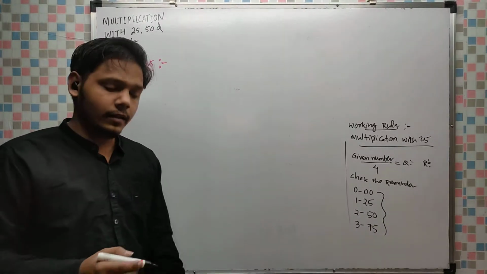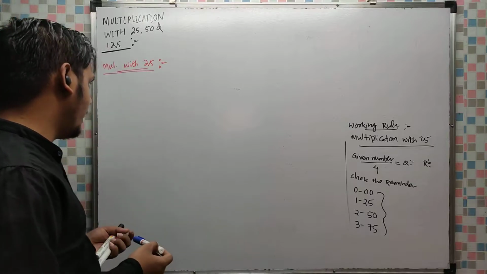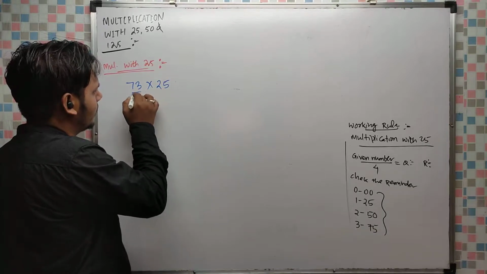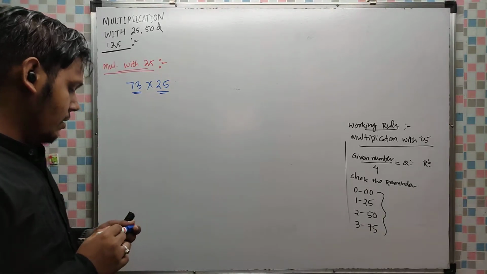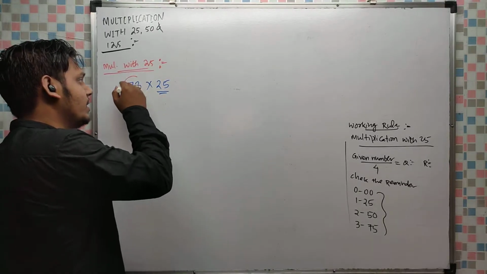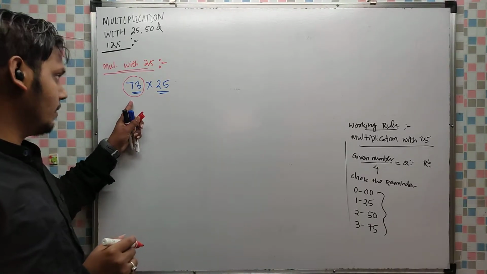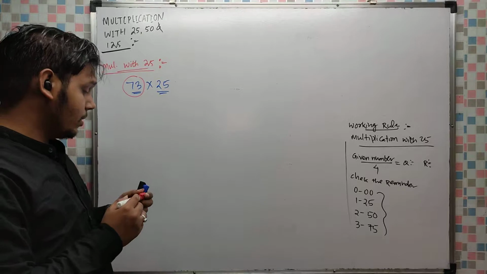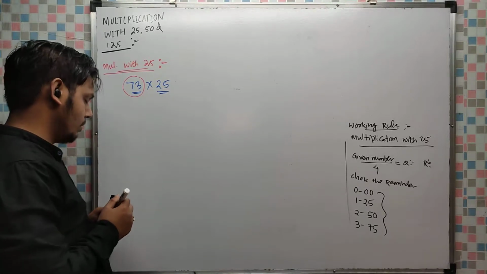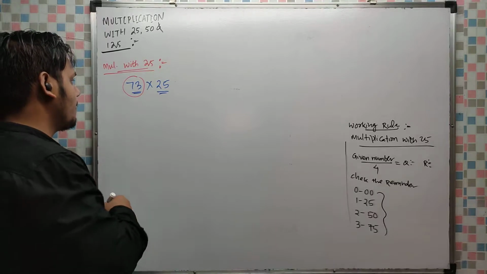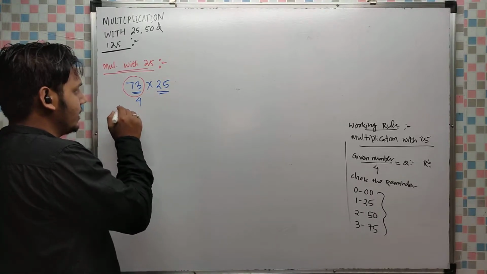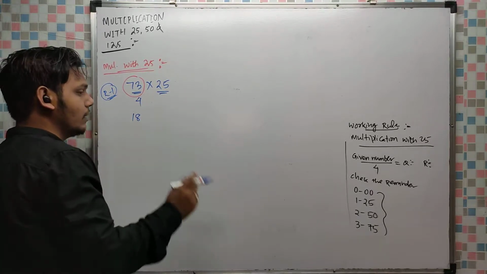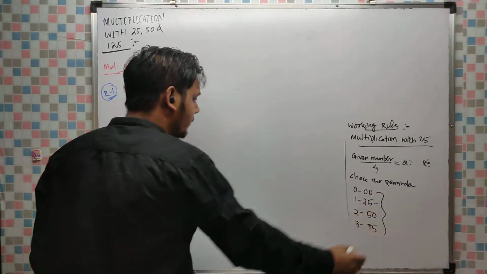Whenever any number is multiplied with 25, suppose 73 into 25, the given number is 73, which is multiplied with 25. Now you have to do 73 by 4. The quotient is 18 and the remainder is 1. Remainder 1 means what you have to write? 25.